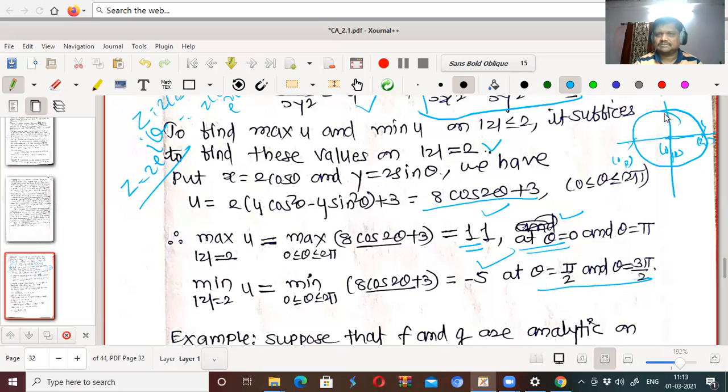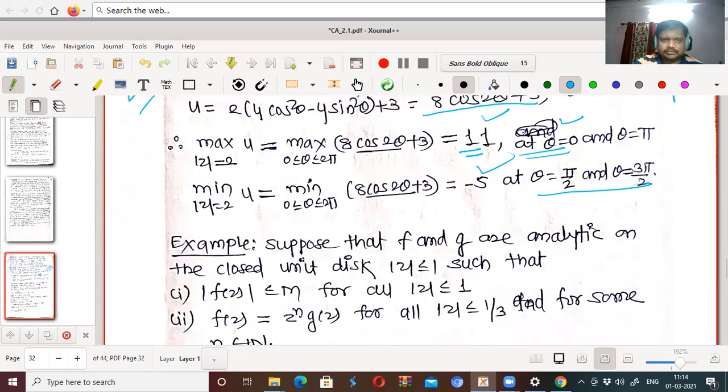Theta equal to pi, here, on the boundary. Theta equal to pi by 2, here, on the boundary. Theta equal to 3 pi by 2, here, the point lies here. So in all cases, it should lie on the boundary.